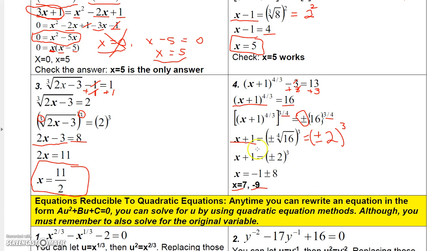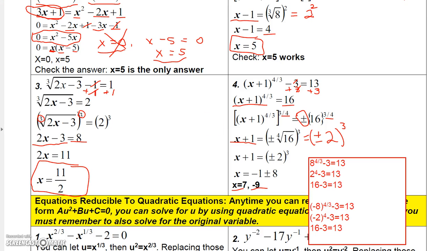Now let's check that real quick. Let me set it up first. Okay, let me show you what I did here. If I check 7, then basically I get 7 plus 1 in here. So what I would get is 8 to the 4/3 minus 3 equals 13. Well, 8 to the 4/3, that would be the cube root of 8, which is 2, and then raised to the 4th power. So it'd be 2 to the 4th minus 3. And then 2 to the 4th power is 16. And 16 minus 3 is indeed 13.